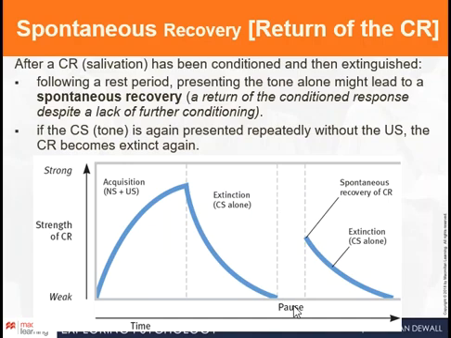And after we've done that, we pause for a while. Then we come back with the conditioned stimulus. Bam. And if there is a response in the organism, the recovery of the conditioned response, we refer to that as spontaneous recovery. It's almost as if the organism at some level forgot that the behavior had been extinguished previously. All right? And so we see spontaneous recovery occur. If the CS tone is again presented repeatedly without the US, the CR becomes extinct again, and that's what this represents here. We are doing the CS alone again, and so we get back to extinction.